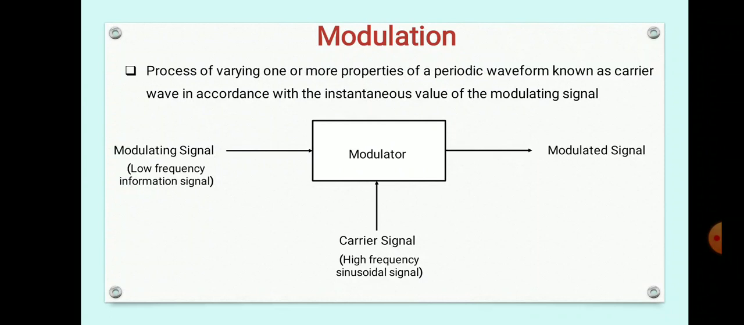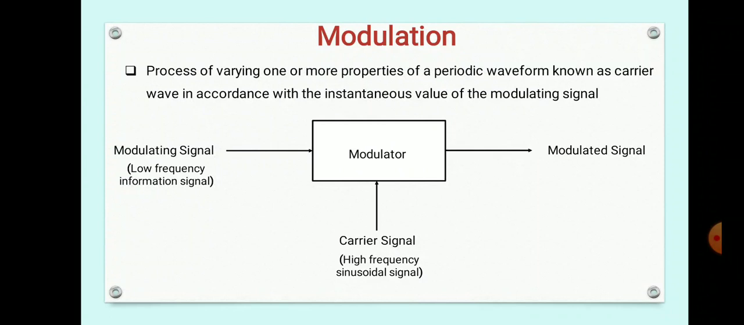So modulation is the process of varying one or more properties of a periodic waveform known as carrier wave in accordance with instantaneous value of the modulating signal. So from this definition, we can see two signals, the modulating signal and the carrier wave. The modulating signal is the low frequency information signal. Our information signal that has to be sent through the space is known as the modulating signal.